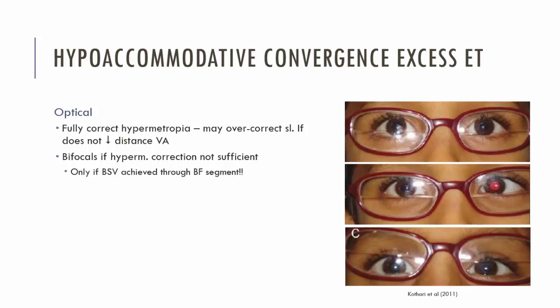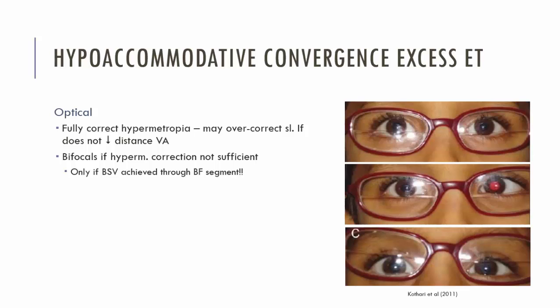And finally, let's discuss hypoaccommodative convergence excess esotropia. The treatment of choice here is glasses. Where you have hypermetropia, fully correct this, and if at all possible, this is one of the very few instances we would consider overcorrecting the hypermetropia. But you have to be very careful with this. You do not really want to do this at the expense of visual acuity. You are permitted to lose a few letters and up to a line of visual acuity, but anything more than that is too much of a compromise for the overcorrection of plus.